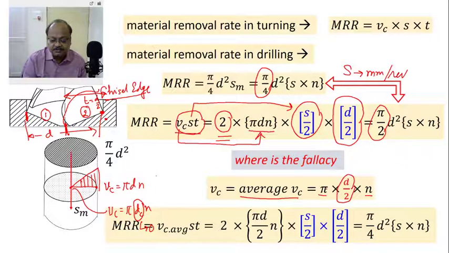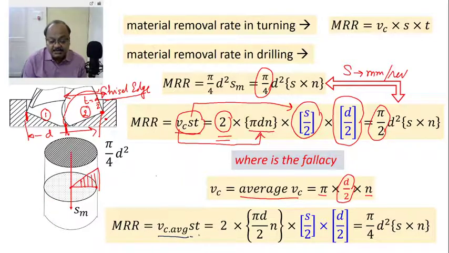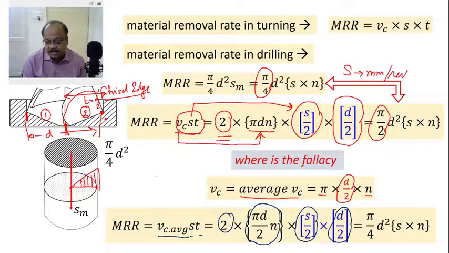So Vc becomes Vc average, and S and T remain. So Vc average gets replaced by pi dn by 2, S gets replaced by S by 2, D gets replaced by D by 2, and there are two cutting edges, so it gets multiplied by 2, and then what you get is this particular expression.